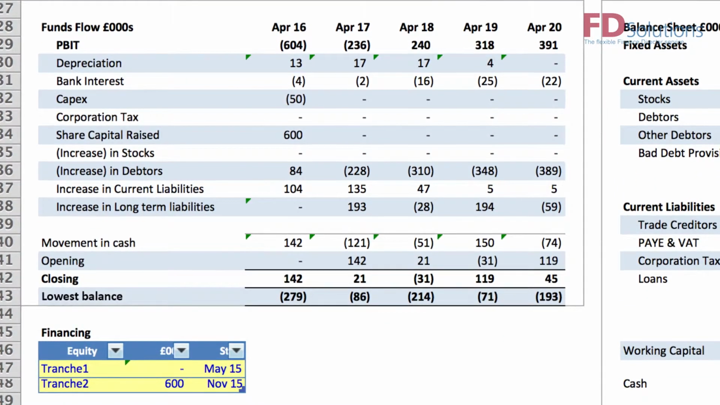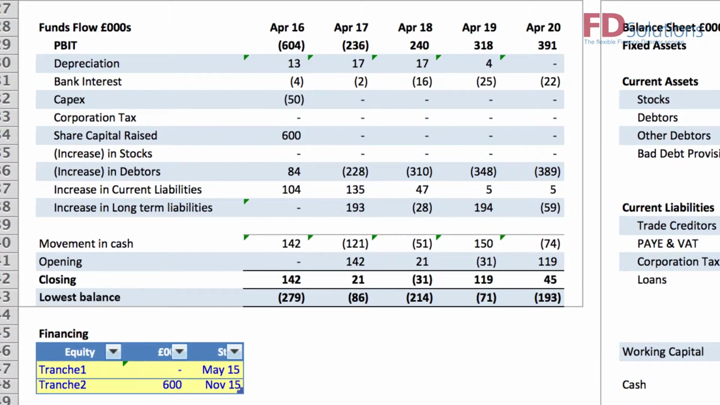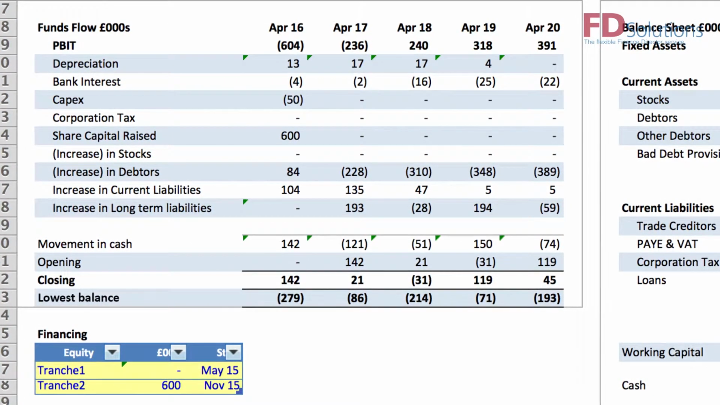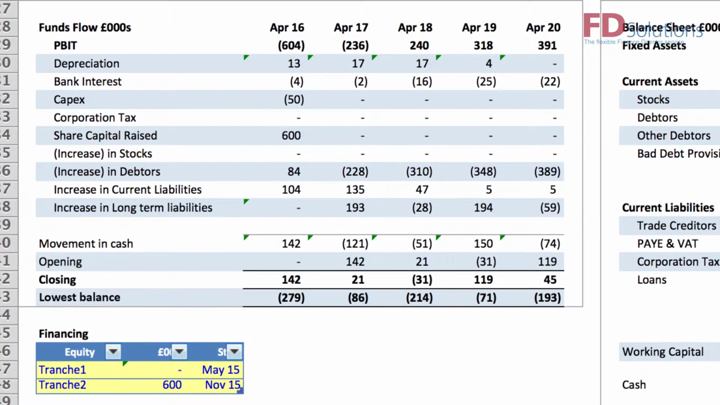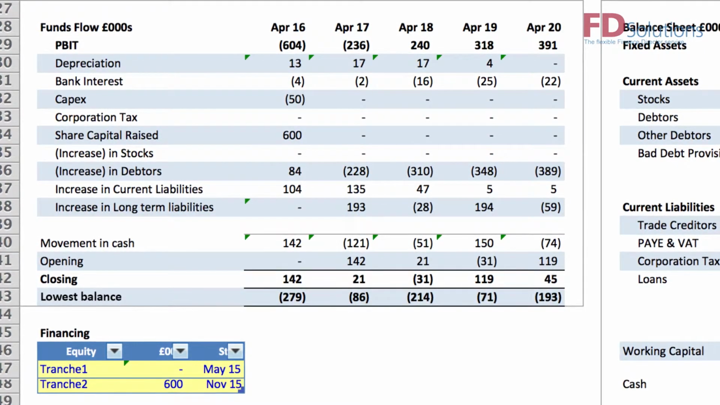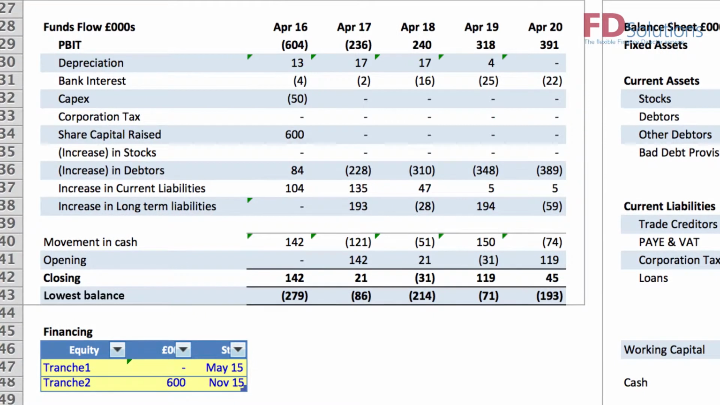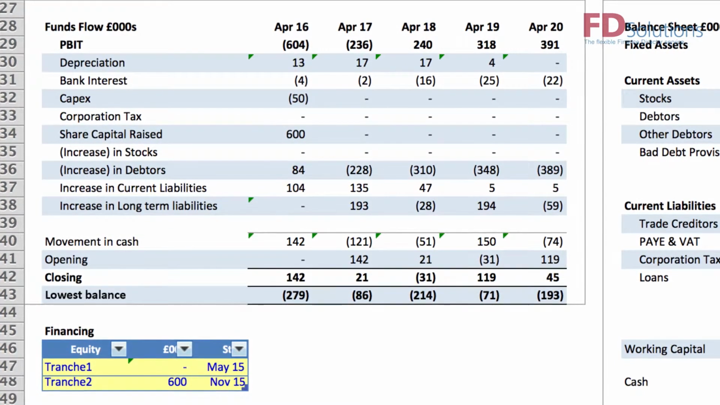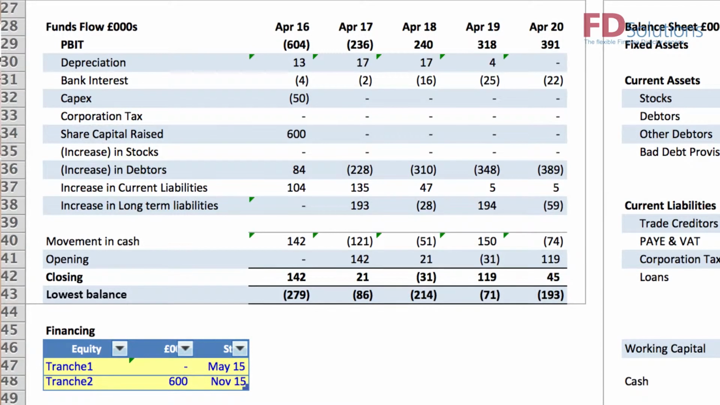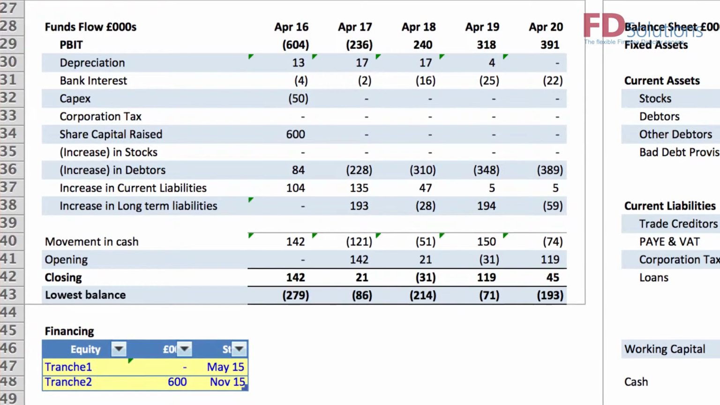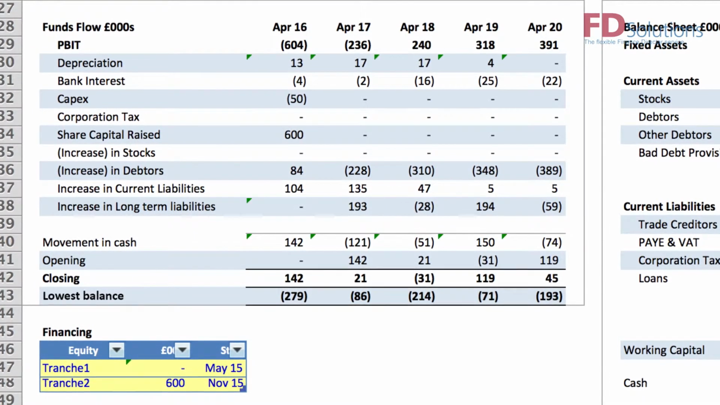Down here is a funds flow showing how profit before interest and tax, PBIT, turns into cash, closing cash there. Year by year, profit is not cash, it's adjusted by depreciation, interest, capital expenditure, corporation tax, share capital raised and movements in working capital, stocks, debtors, current liabilities, long-term liabilities. Gets you a movement in cash, opening cash position, a closing cash position at the year end. But a year's a long time in business, so we've also shown what's the lowest cash position during that period, so we know how much cash the business needs.